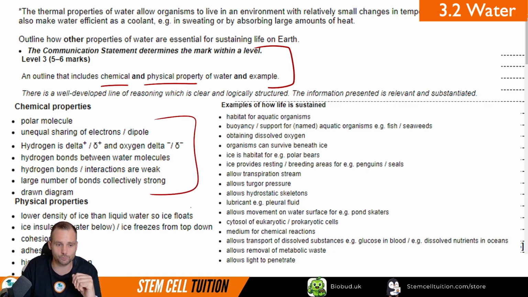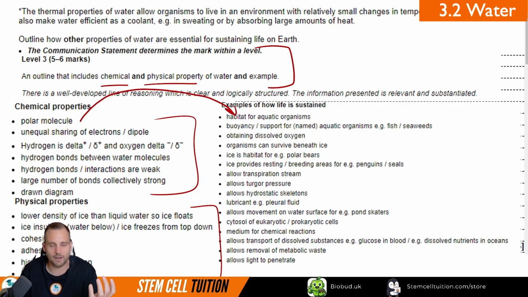So to give an overall summary, you're going to give some chemical and some physical. If you gave 4 chemical and 1 physical, that would be fine. But for each one, you need to apply it to the example. So for instance, if you said it's a polar molecule, therefore it's a habitat, that's no good. You need to say it's a polar molecule, therefore things can dissolve in it. It can form bonds. It can act as a universal solvent.